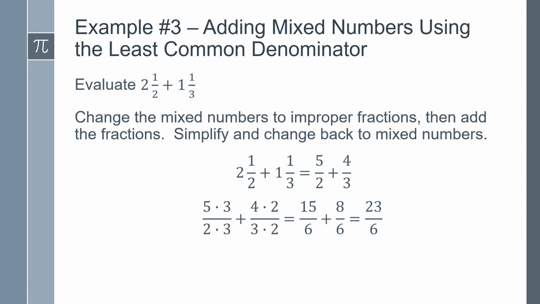Remember that when we are adding fractions, the denominator stays the same, and we add the numerators. So now we have 23 sixths. 23 sixths can be changed back into a mixed number, which is 3 5/6. So that is our answer.